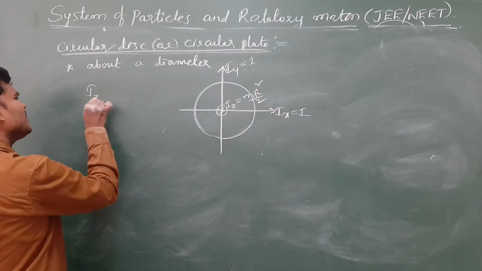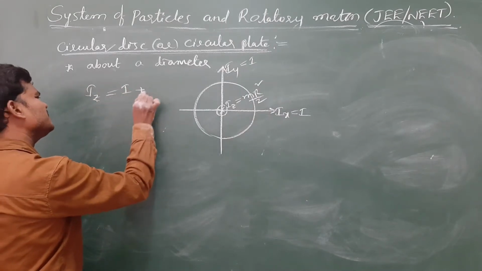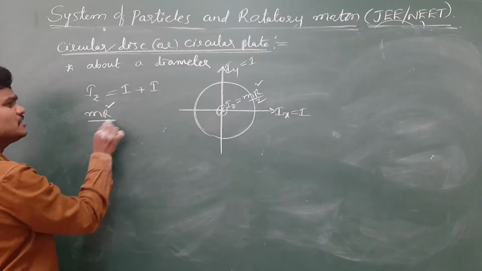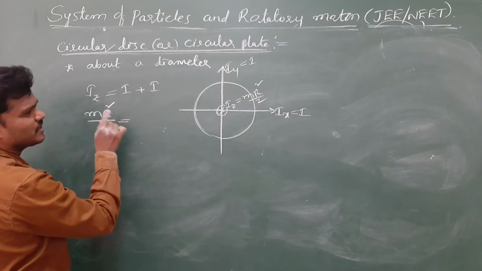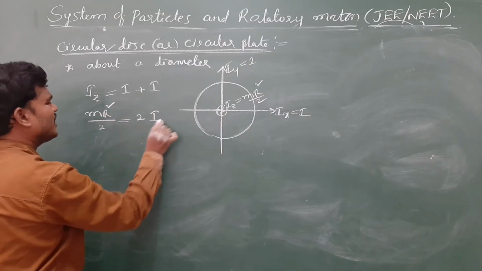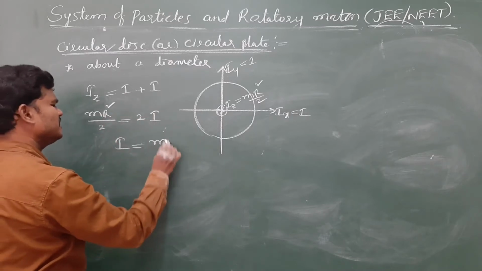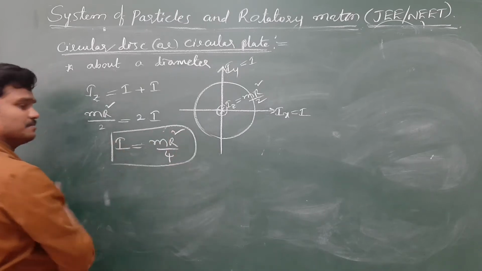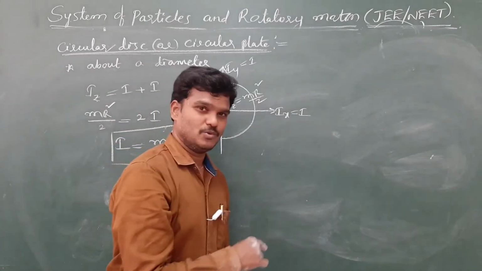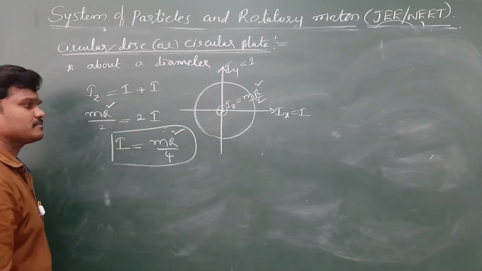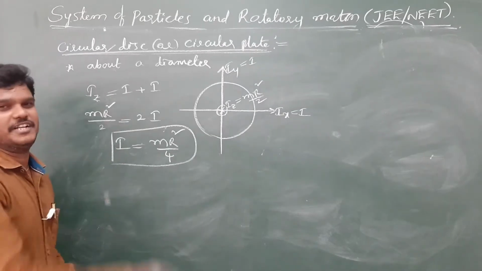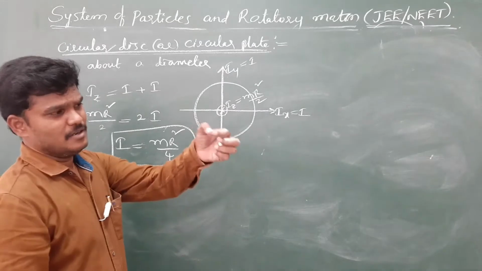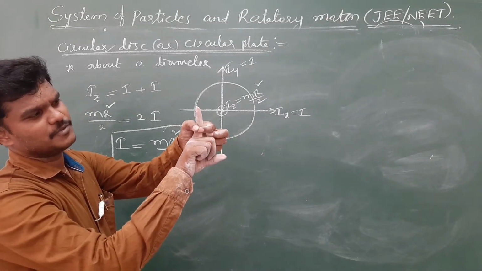Then use the perpendicular axis theorem. Iz can be written as Ix plus Iy, I plus I, and this is m r square by 2. Capital R, small r, that's not a problem. So 2I gives the moment of inertia m r square by 4. Earlier m r square by 2, now m r square by 4. Then you draw the tangents for the first case and the second case. The first case is passing through the center perpendicular to the plane, and this one is m r square by 2.